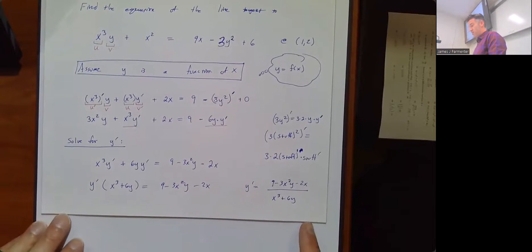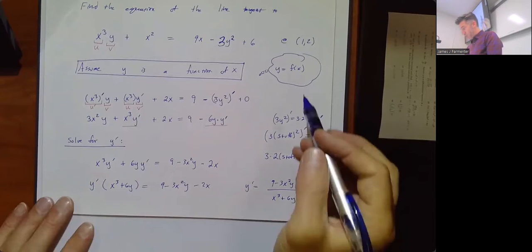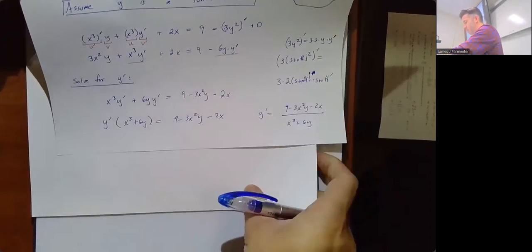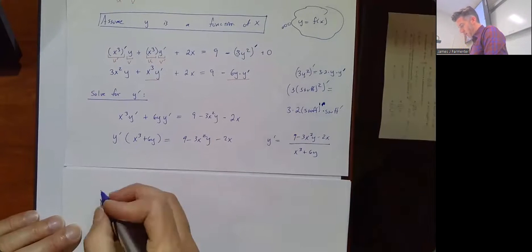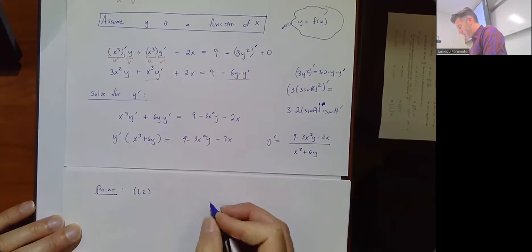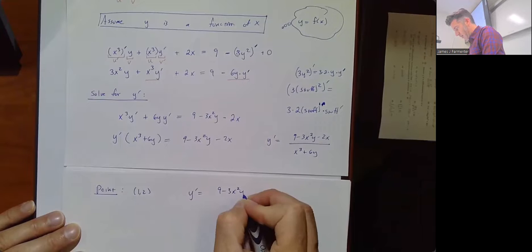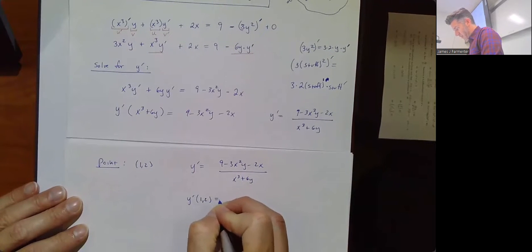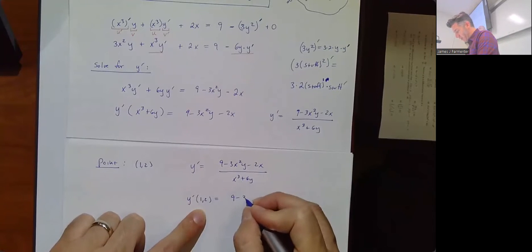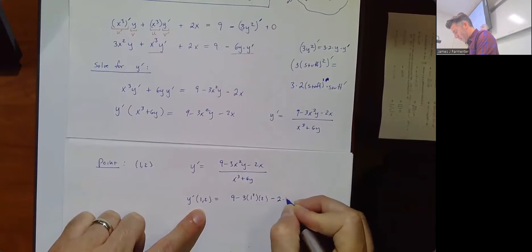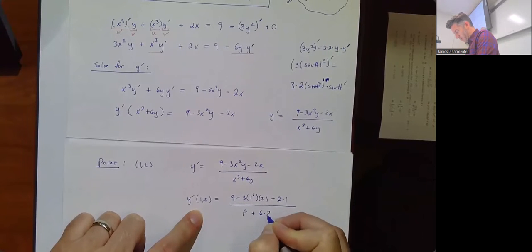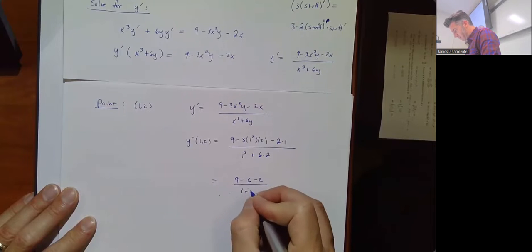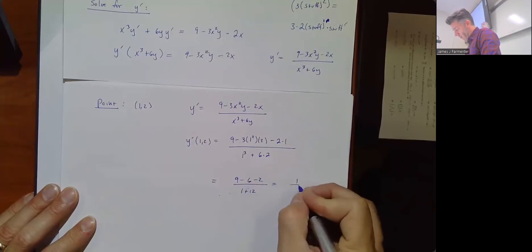Since we're trying to find the equation of a tangent line, we can use this derivative and this point to find the slope. I didn't leave myself enough room, so I have to use another page. It always feels kind of like a letdown. So our point was the point (1, 2), and our derivative is 9 minus 3x squared y minus 2x over x cubed plus 6y. Evaluated at that point, plugging in 1 for x and 2 for y, it's 9 minus 3 times 1 squared times 2 minus 2 times 1, all over 1 cubed plus 6 times 2. So I end up getting something not nice. It's going to be 9 minus 6 minus 2 over 1 plus 12, so that's 3 over 13, which is 1 over 13.